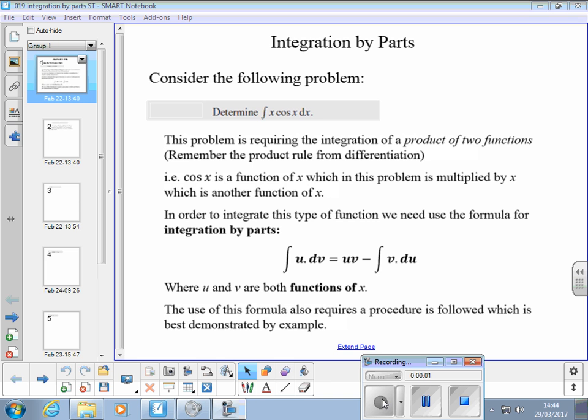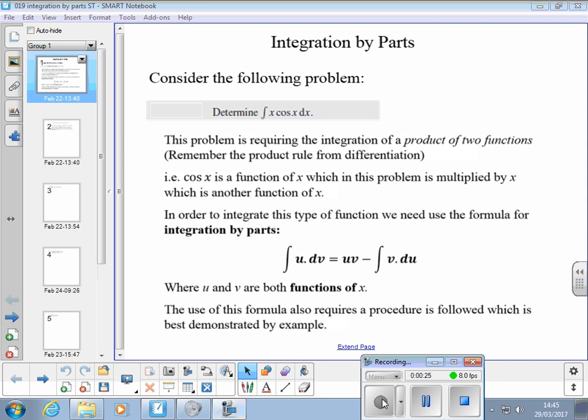For this session, we're going to look at integration by what's called parts. So, if we consider the problem, determine the integral of x times cos x dx. We've got two functions of x multiplied together. It's requiring the integration of a product of two functions.